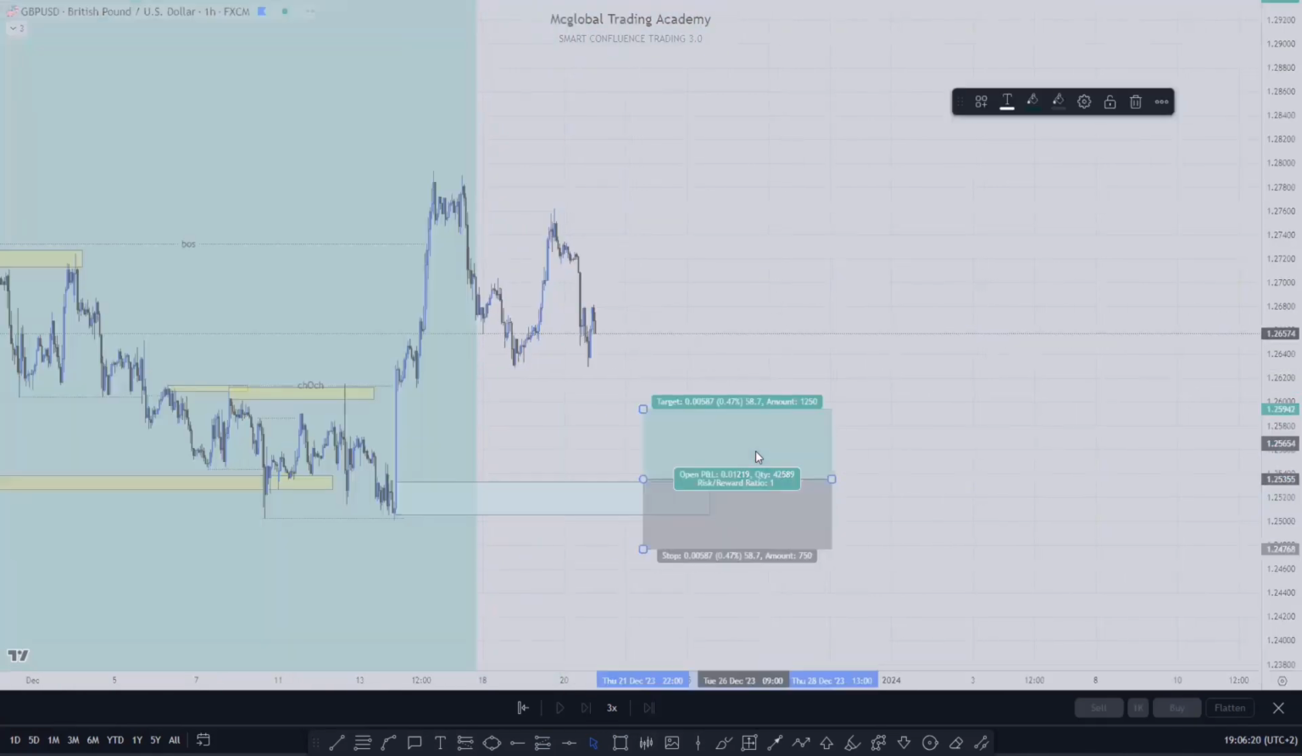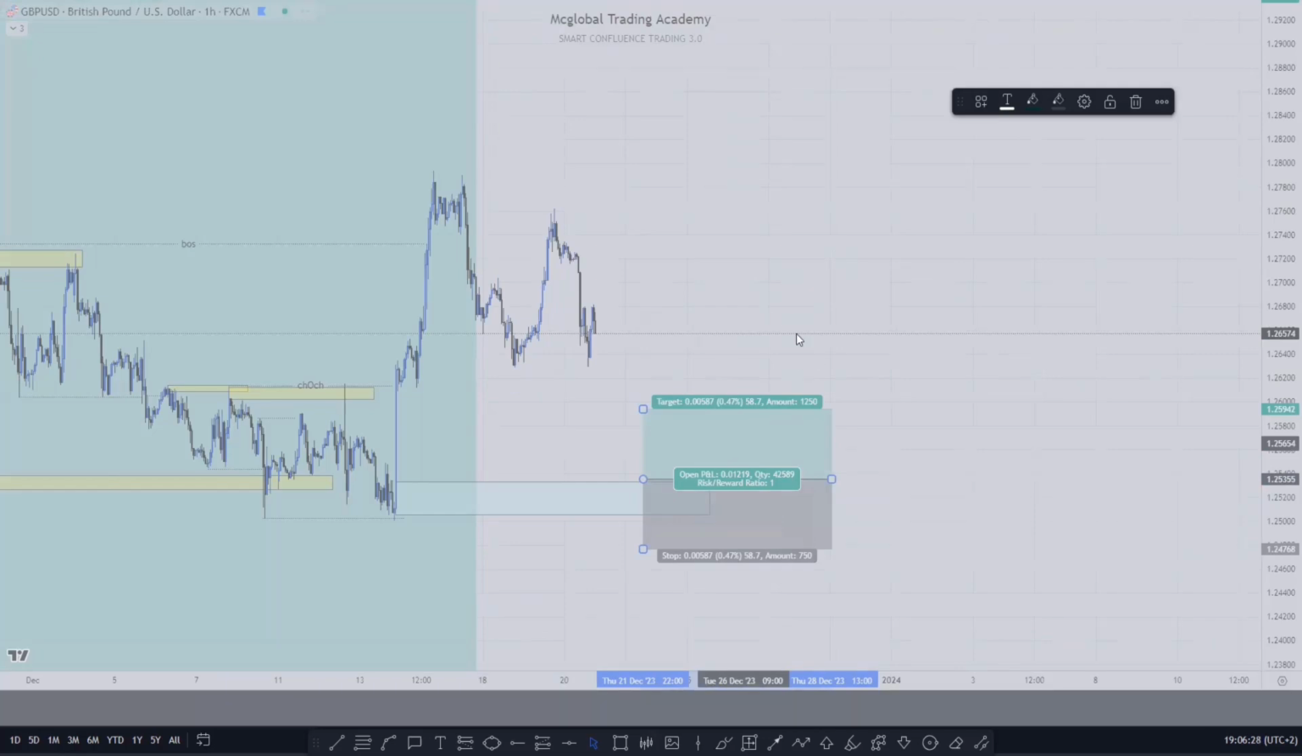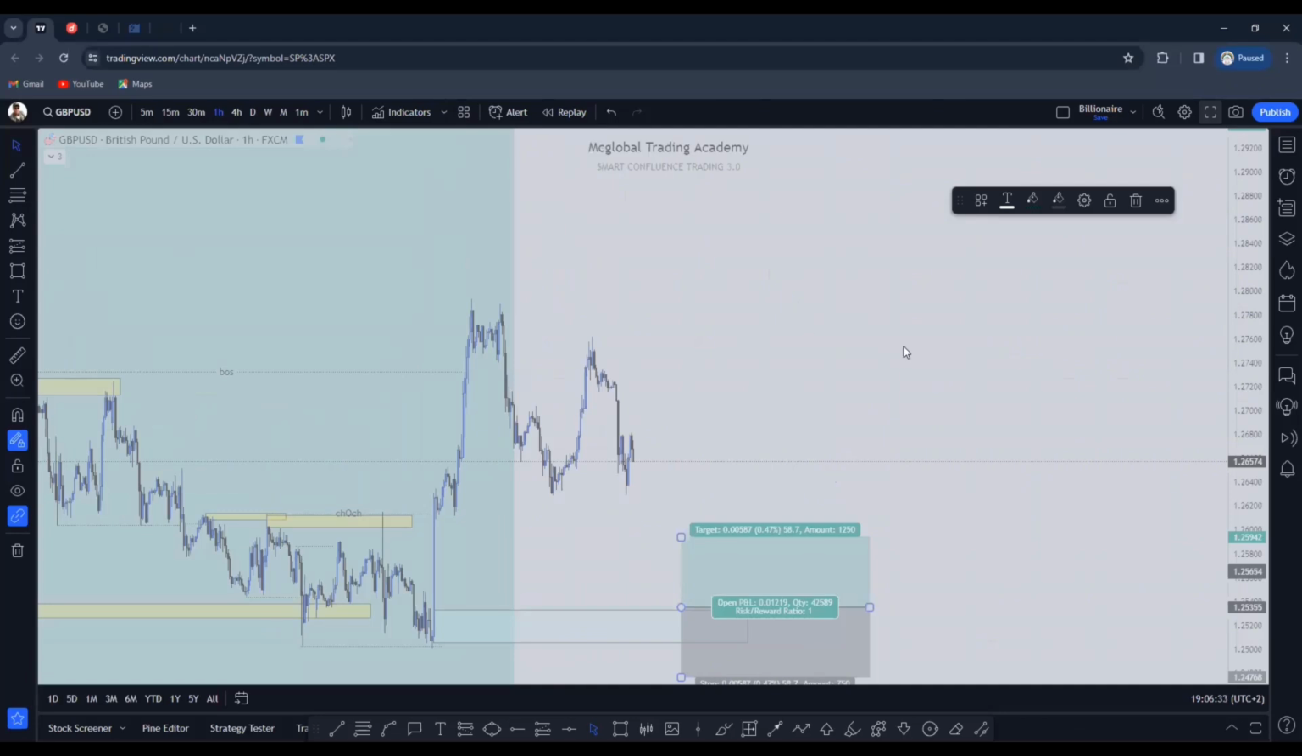Right there is where my next set of buys is. Right here. Right there is where my next set of buys are going to be.